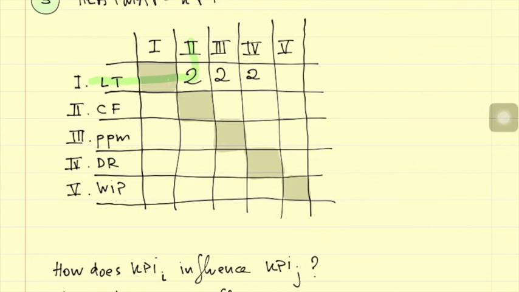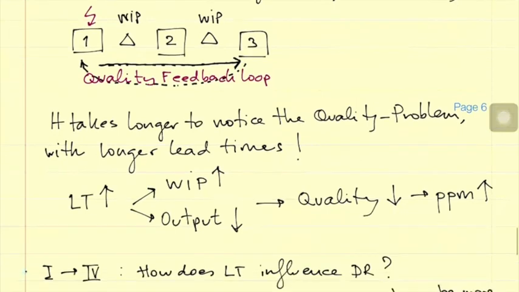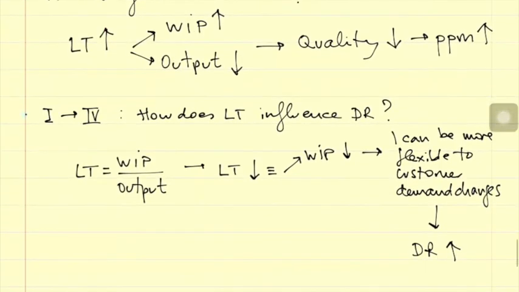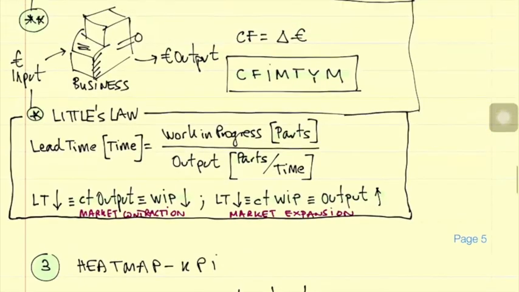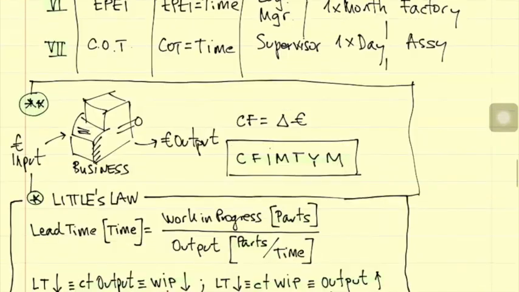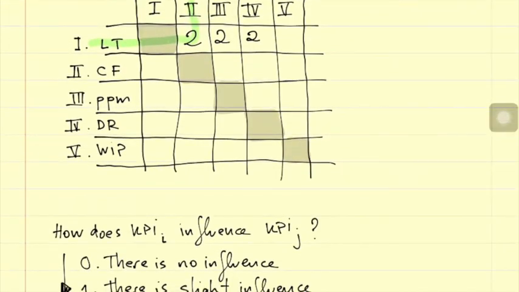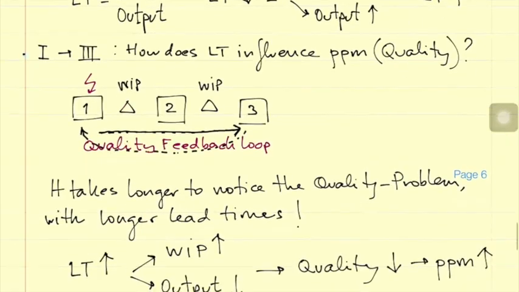Delivery rate, we have defined the delivery rate as the number of error deliveries. I'm going to define it differently. Not wrong deliveries, but okay deliveries, so that it is positive, it goes up. And the last one of the first line is, how does lead time influence the WIP? And this is just a no-brainer.